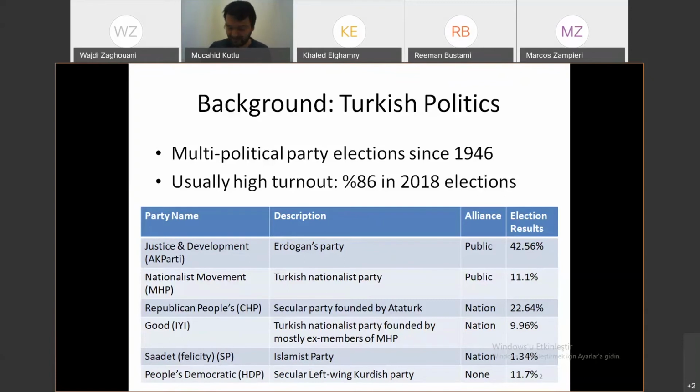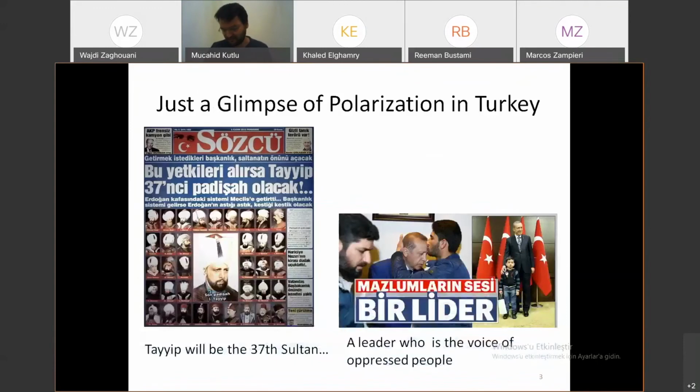Even in social media, there was a very popular hashtag. One of them was "tamam", which in Turkish means okay, enough. And the other one was "devam", which means continue. And Turkey is known for high polarization.